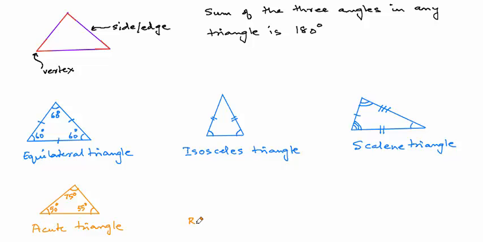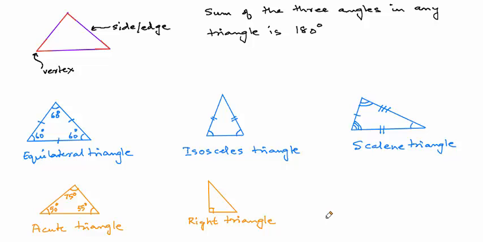A right triangle or a right angled triangle is one that has got a right angle or 90 degrees in it. Obviously, this angle is meant to be 90 degrees. So we would say this is a right triangle or a right angle triangle. On a right triangle, the two other angles have to add up to 90 degrees because the sum of the three angles is equal to 180 degrees.